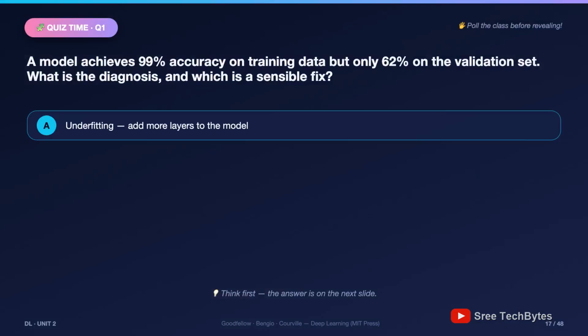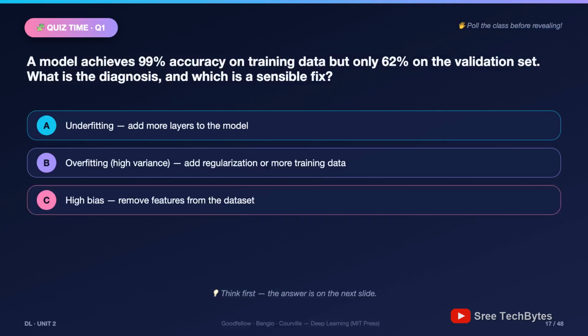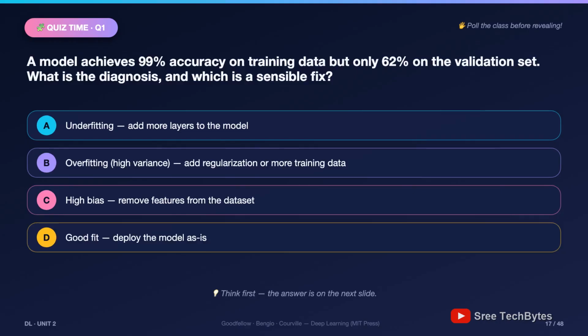A model achieves 99% accuracy on training data, but only 62% on the validation set. What's the diagnosis, and which is a sensible fix? A. Underfitting, add more layers. B. Overfitting, high variance, add regularization or more training data. C. High bias, remove features. D. Good fit, deploy it. Look at that 37-point gap and think about our table. Pause the video and make the call.